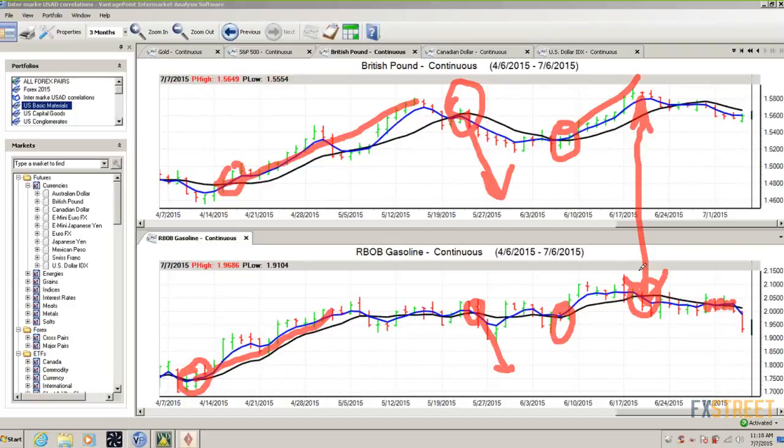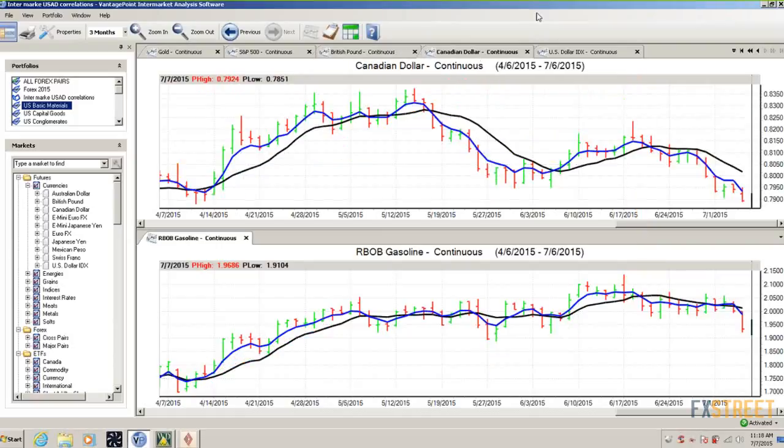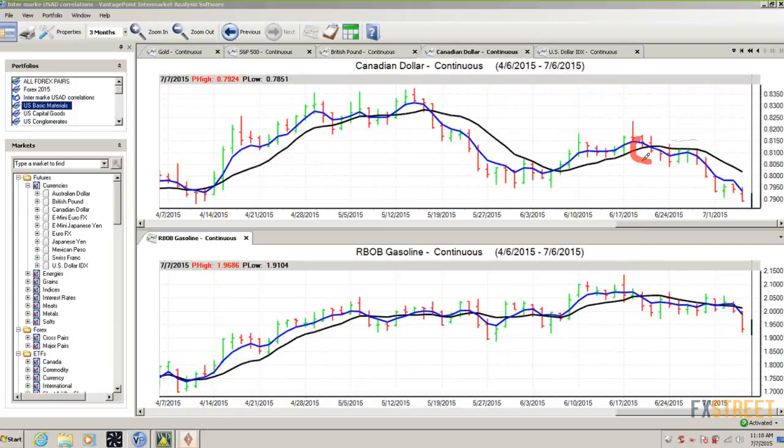So when oil started plummeting even harder yesterday, by this morning the British pound didn't stand a chance. It was absolutely decimated. And the USCAD, no different here, guys. This is a very easy setup when you know what you're looking for. If I look at these gas contracts, it's going lower. The USCAD has not been able to make any traction.